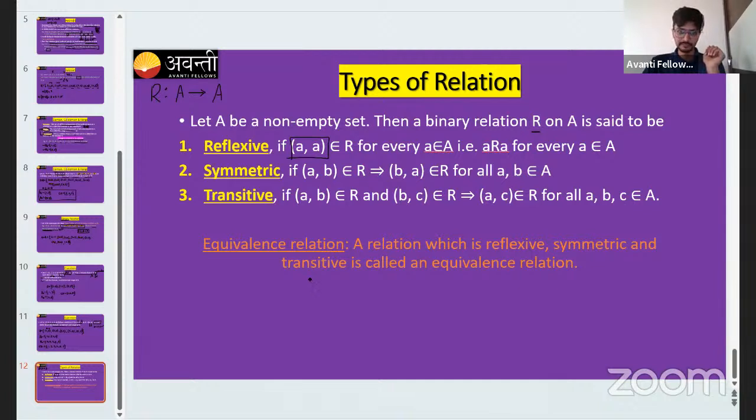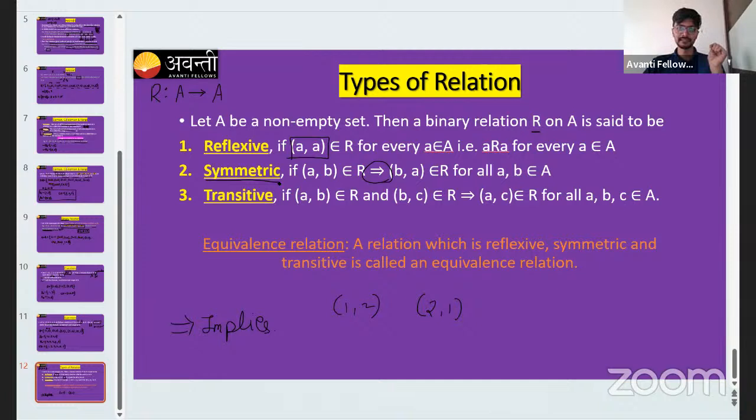Now the symmetric relation. Do you know what this symbol means? We read this symbol as implies. So this means that if (a, b) is an ordered pair in relation R, it implies (b, a) should also be an ordered pair which belongs to relation R. That is, if (1, 2) is present in the relation, then (2, 1) should also be present in that relation. If these both are present, then we can say the relation is a symmetric relation.